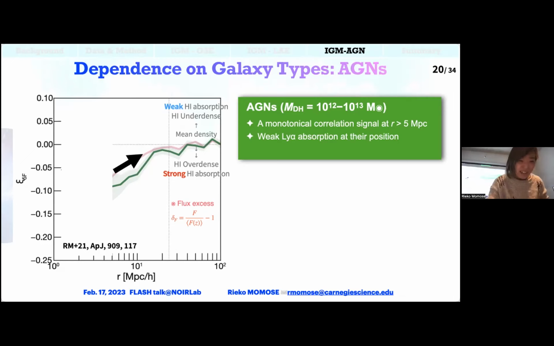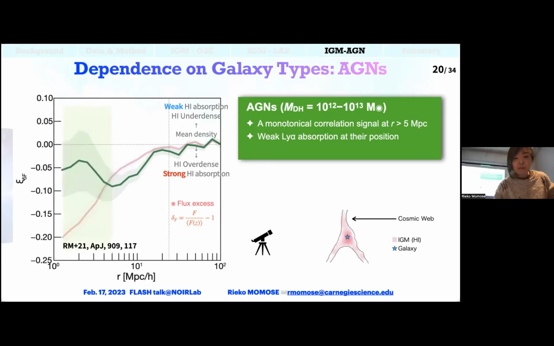This is different. And the second feature is weak Lyman alpha absorption within 5 megaparsec from galaxies. So this shows that the neutral hydrogen density in the vicinity of AGN is low, unlike star-forming galaxies. So as for the cause of weak Lyman alpha absorption around AGNs, we consider the proximity effect, which is the IGM neutral hydrogen photoionization caused by ionizing photons from AGNs.